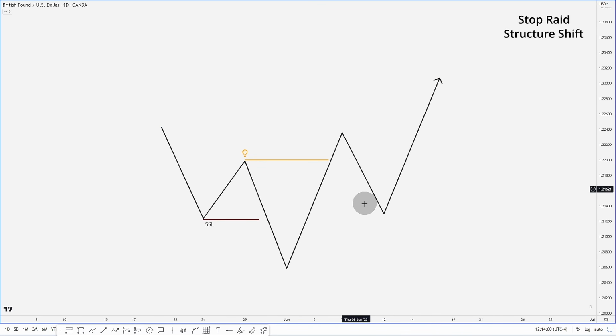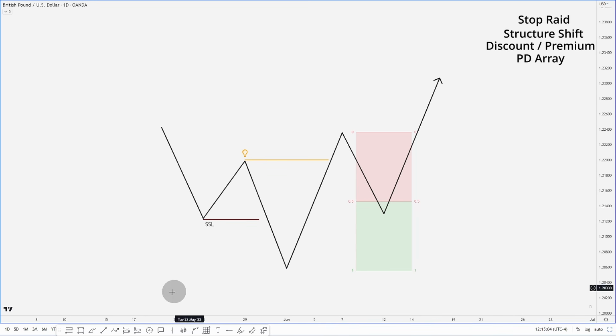The next thing I look for is where there is a little bit of flexibility. I generally like to see price move back into a discount of this price range here. The next thing I look for is some sort of PD array here. Generally, I prefer to have a fair value gap or an order block, but I will also use an OTE in this area, as well as a breaker block.